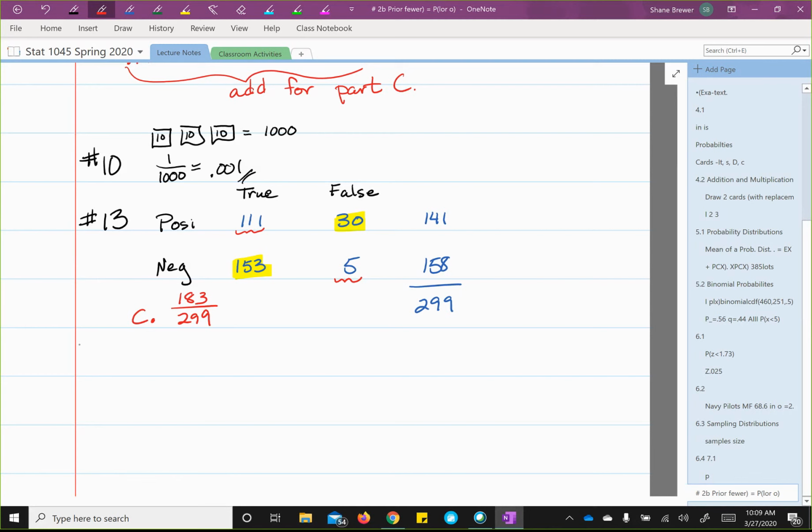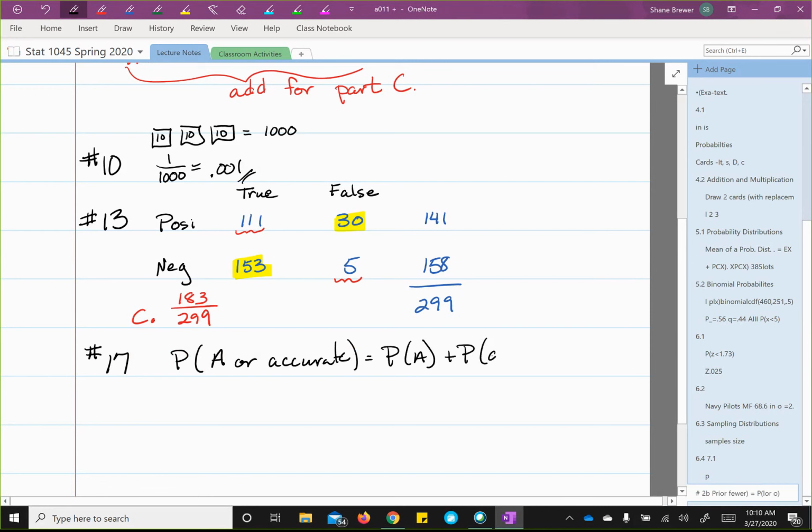So let me write this down. This is number 17, and they're saying, what's the probability, if we choose one at random, let me just read the question. Find the probability of getting an order from restaurant A or an order that is accurate. Okay, so that's the first question. Well, the probability of getting one from A or one that's accurate, that's what they're asking. So all we need to do is find the probability of getting one from A and add that to the probability of getting an accurate order.